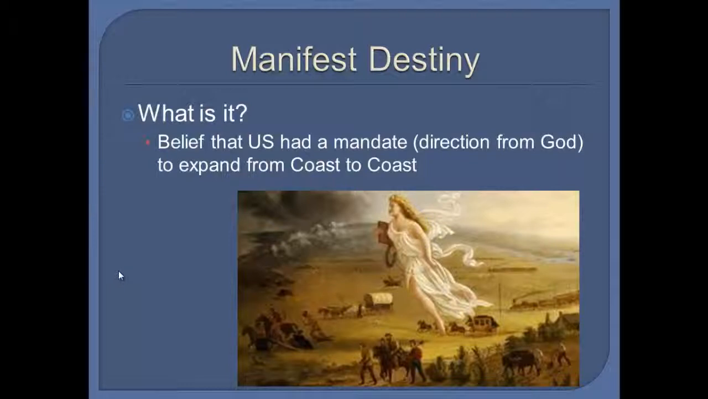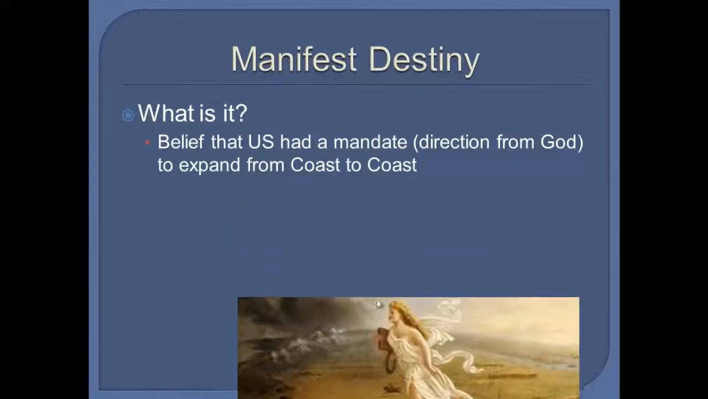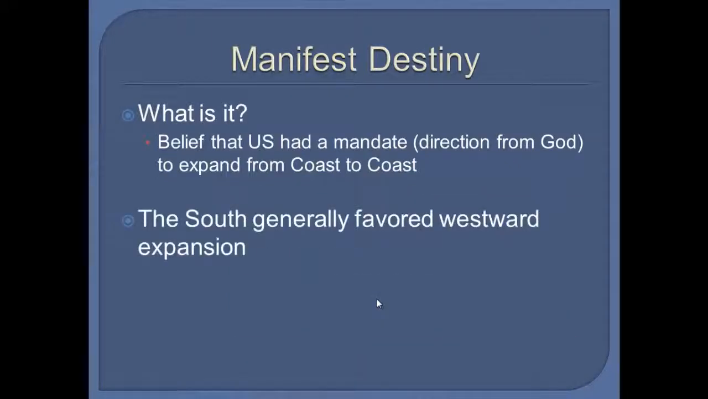Here is a very famous painting of Manifest Destiny. You see lots of people in their Conestoga wagons moving out west, and there's an angel above them kind of guiding the way. So many Americans believed during the mid 1800s that America had the God given right to expand from coast to coast, and this is going to lead to issues as we will see. And the South generally favored westward expansion, and they did so because there would be more land for them and they could spread slavery further out west.